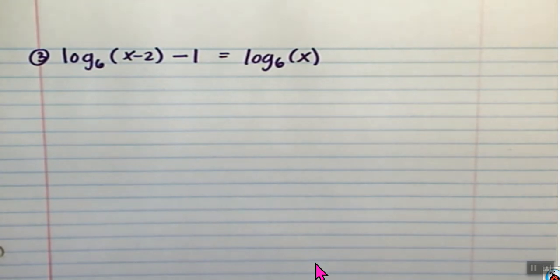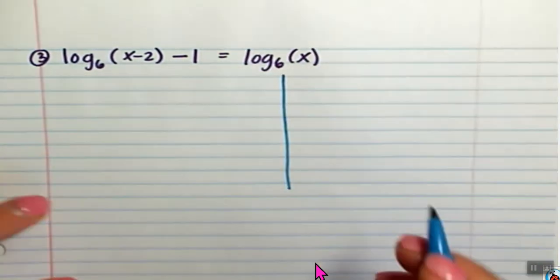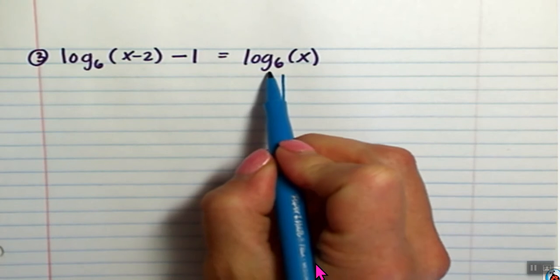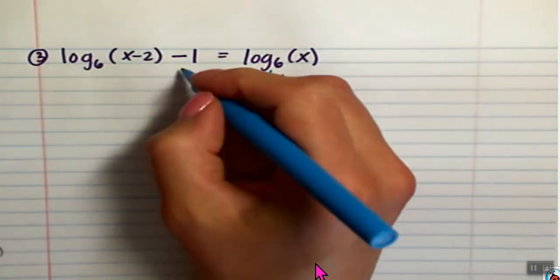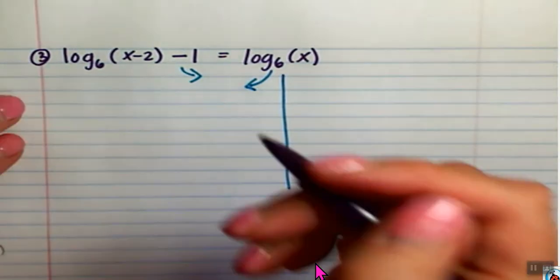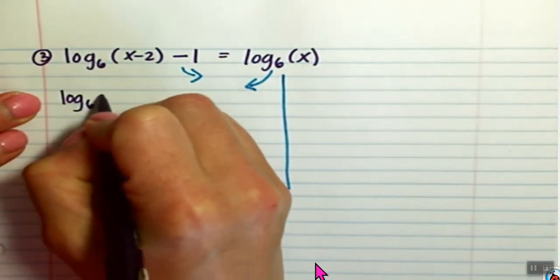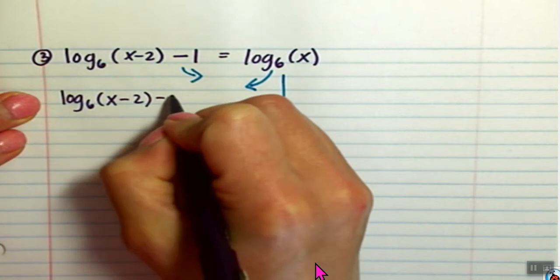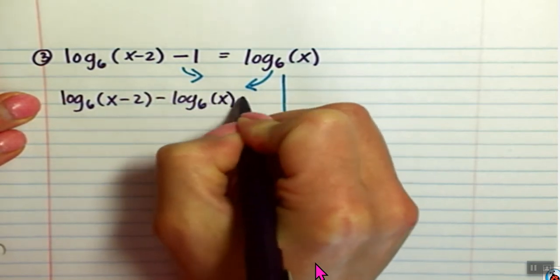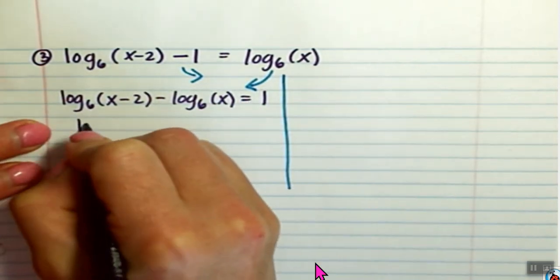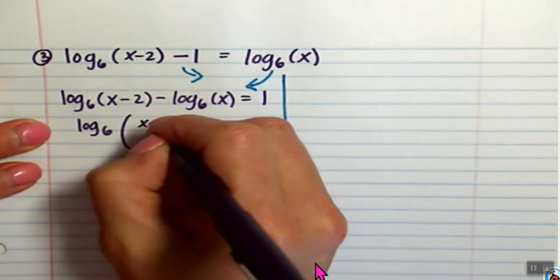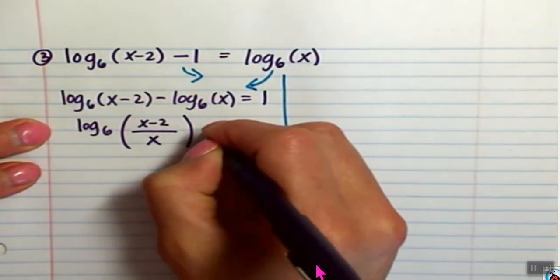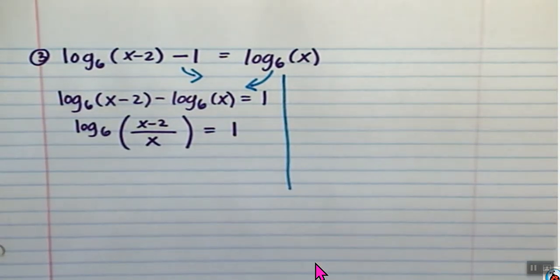And I will do this two different ways. The first way is I'm going to put the logs on one side and I'm going to put the number on the other. So log base 6 of x minus 2 minus log base 6 of x equals 1. I'm going to use my property to combine this to a single log. Now in this case, I could exponentiate.